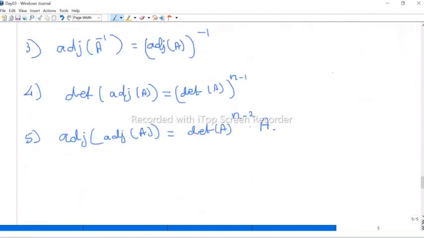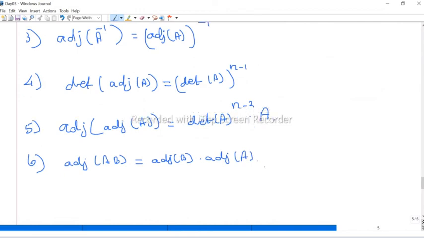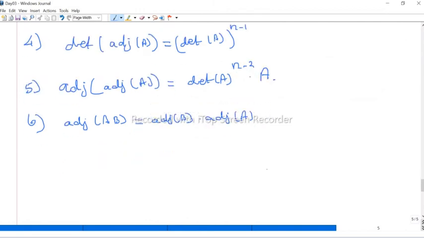And then another property of adjoint. What is the adjoint of the product of two matrices? The adjoint of the product matrix AB is actually adjoint of B into adjoint of A. This property is very important. It is a reverse property. So adjoint of AB equals adjoint of B into adjoint of A.